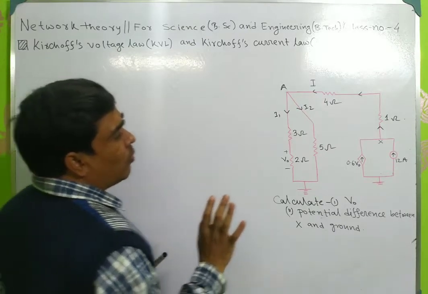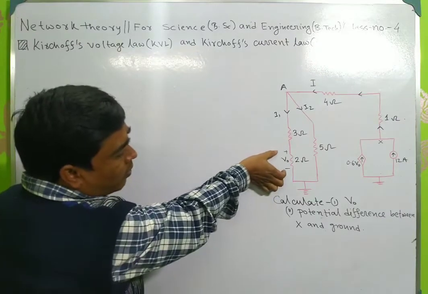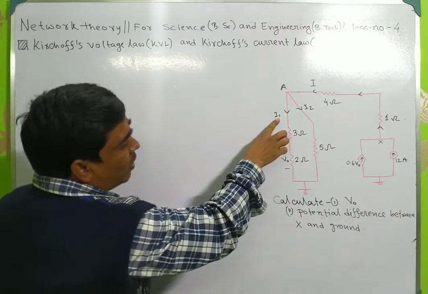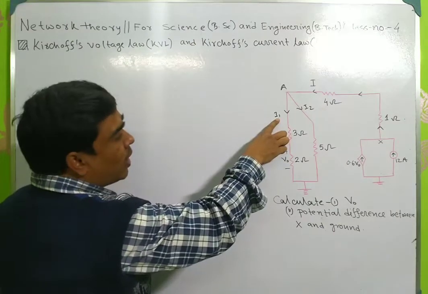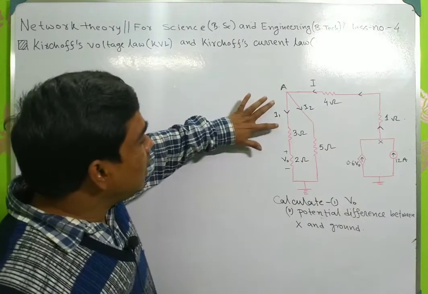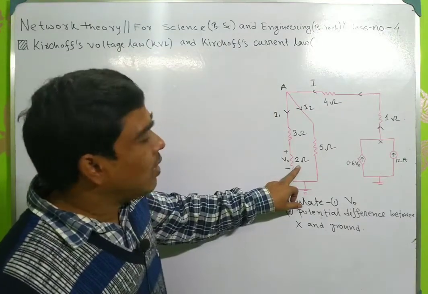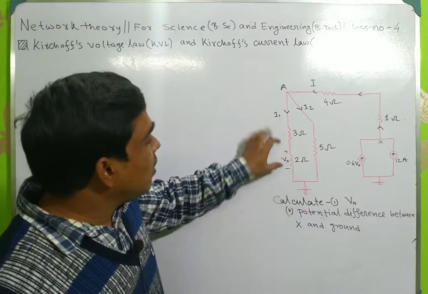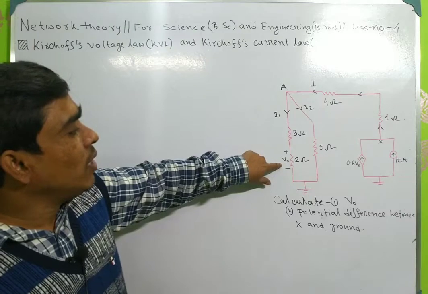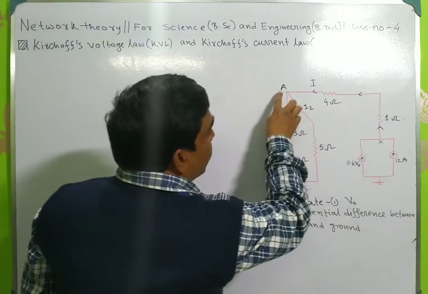If I want to calculate the value of V0, then first of all we should calculate I1. Okay, if I know the value of I1, then using the formula V equals I into R, we can easily calculate the value of V0. Okay, so this is node X, this is node A.